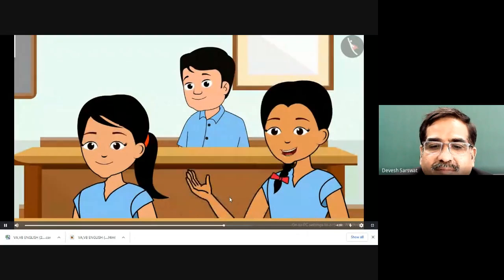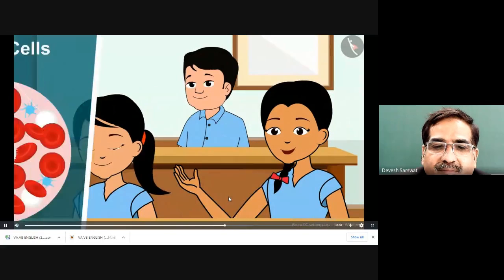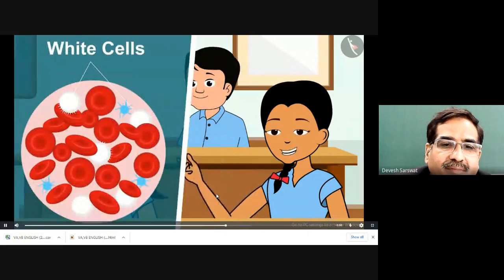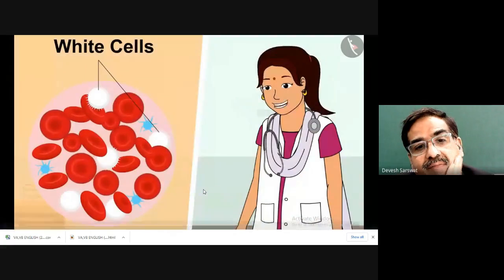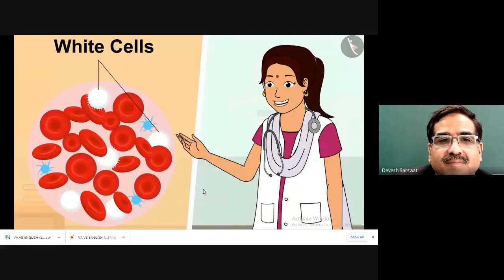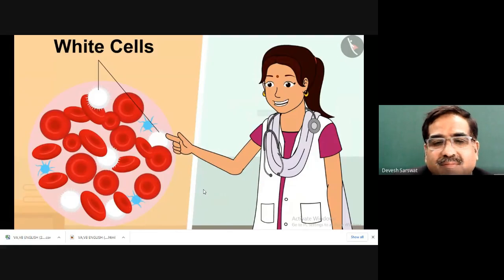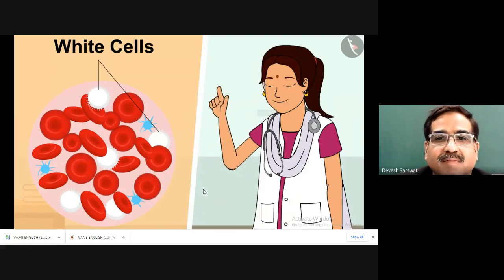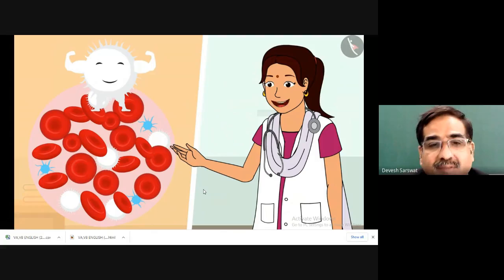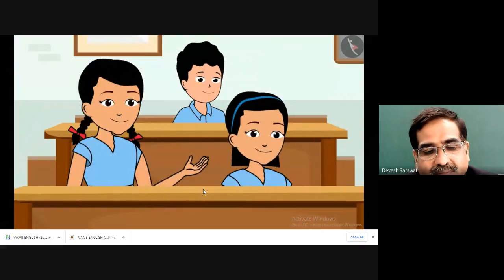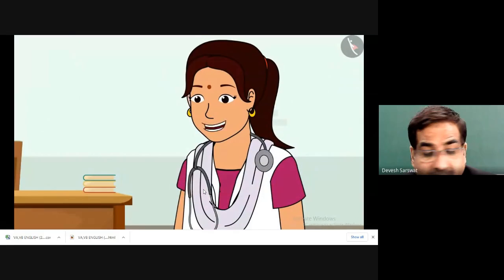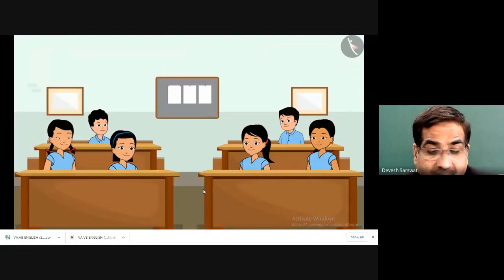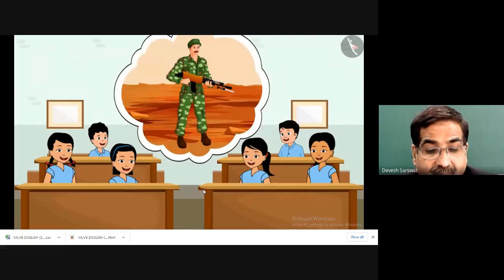My sister had told me that along with red blood cells, there are white blood cells also present in the blood. Yes, children, the blood also consists of white blood cells or WBCs. They are also known as soldiers of our body. Soldiers? The soldiers of our body? Why is that? What do the soldiers do? They protect our country.